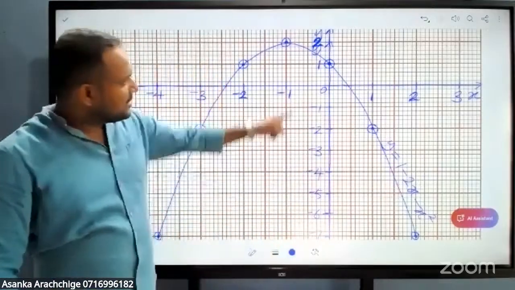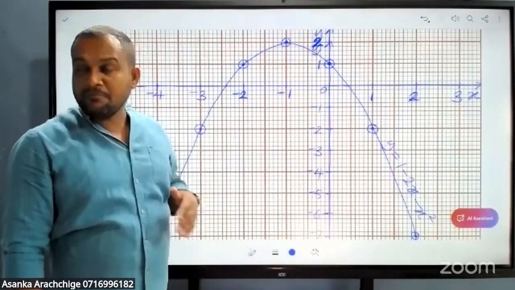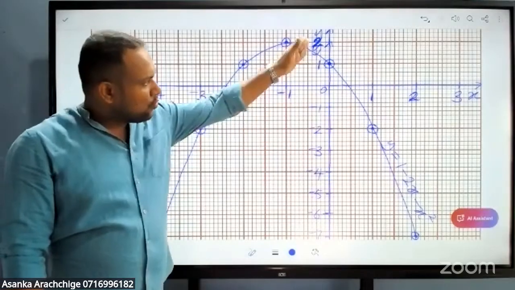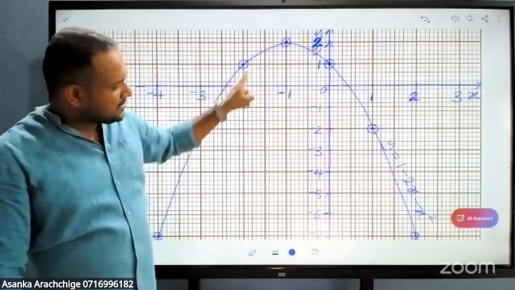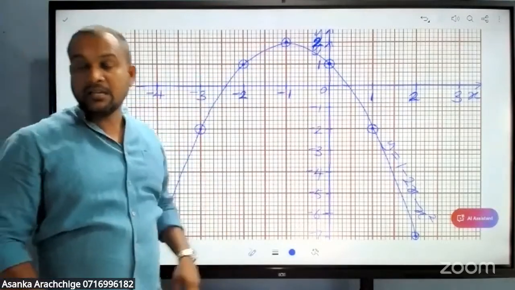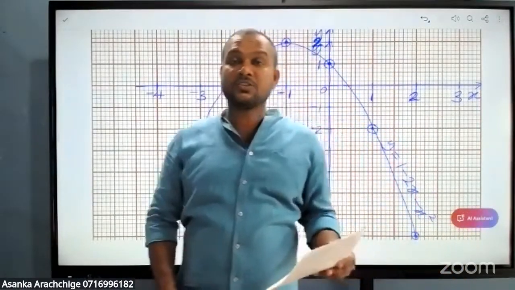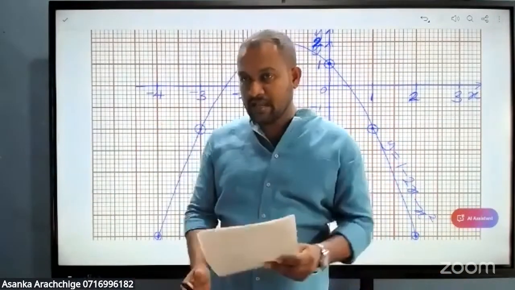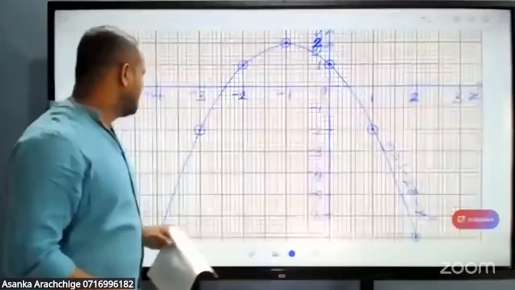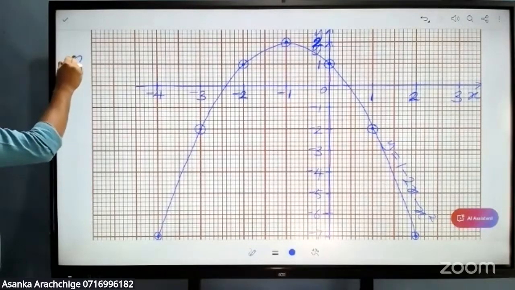Then tell me, these are y coordinates. What is the maximum value this function takes according to the graph? Positive 2. The answer is 2. The maximum value of the function is 2.